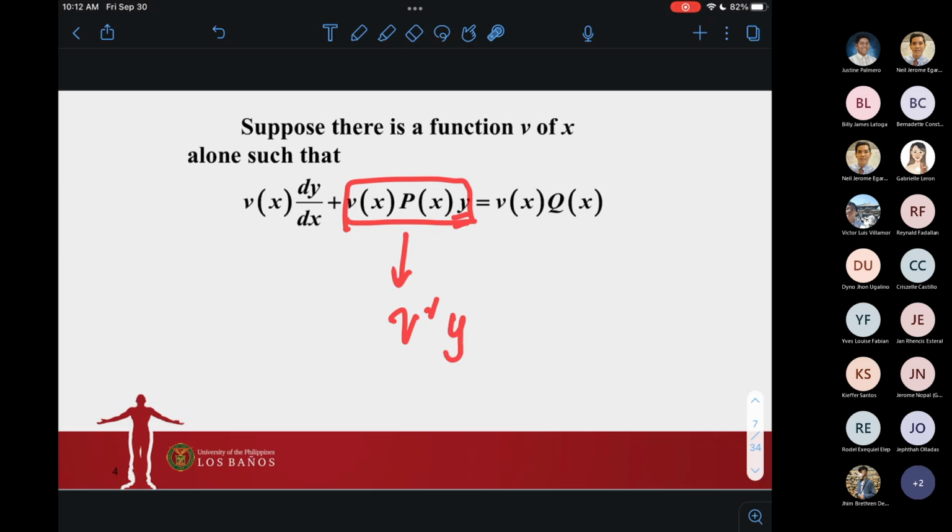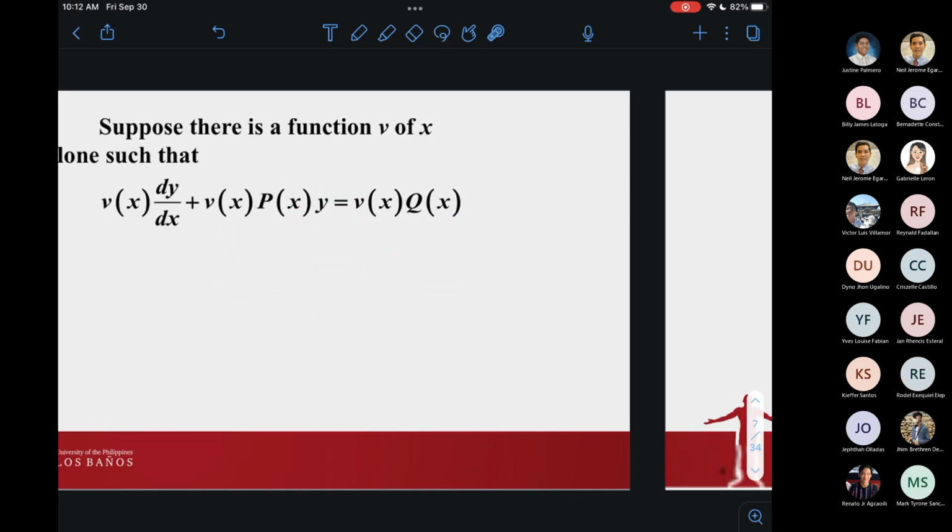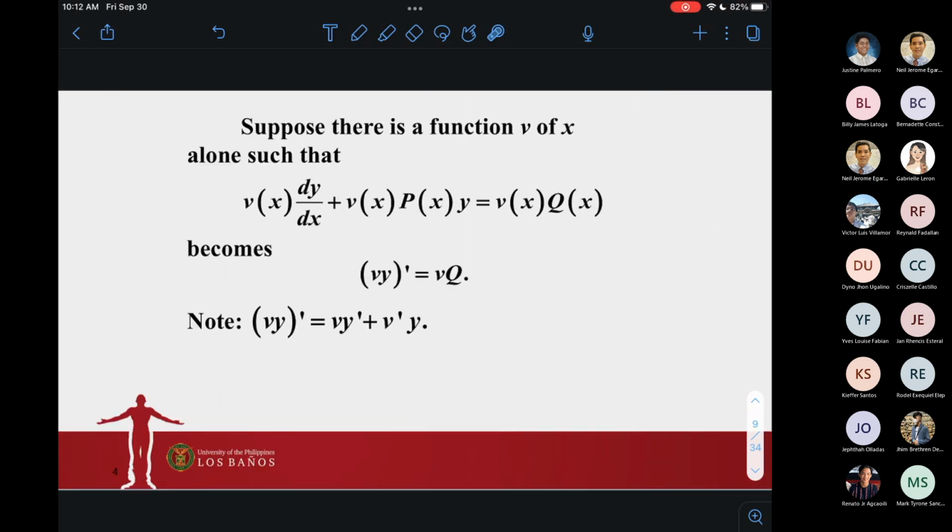Alright? Kasi si y na yung multiplier niya. Kasi nga gusto ko to maging kamukha ng product rule. Vy prime plus V prime y. So ibig sabihin, okay na tayo dito sa first term. Okay? Ang second term na lang natin yung magbibigay ng condition ano dapat yung itsura ni V. So dapat si V ay yung function such that V prime is equal to V times P. Alright? So I hope you get the idea kung paano ko pipiliin si V. So in summary, ito yung gusto kong mangyari. Okay? Si V is chosen so that V prime is equal to VP. But this ODE is separable.